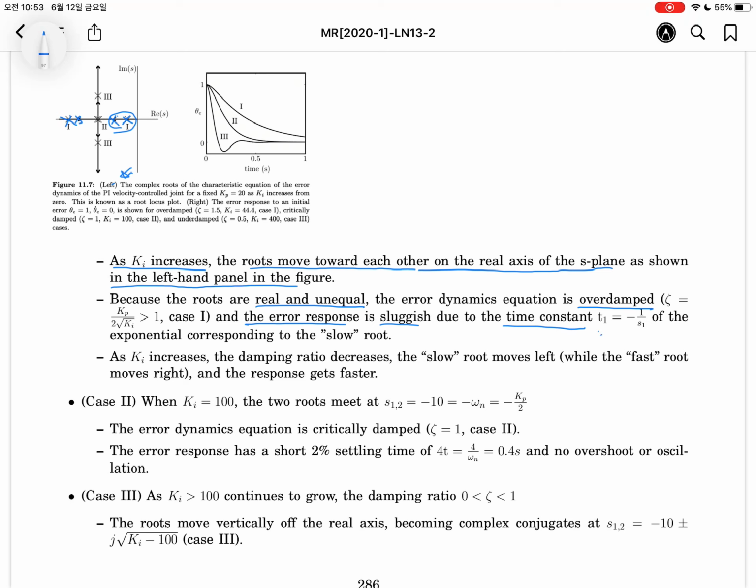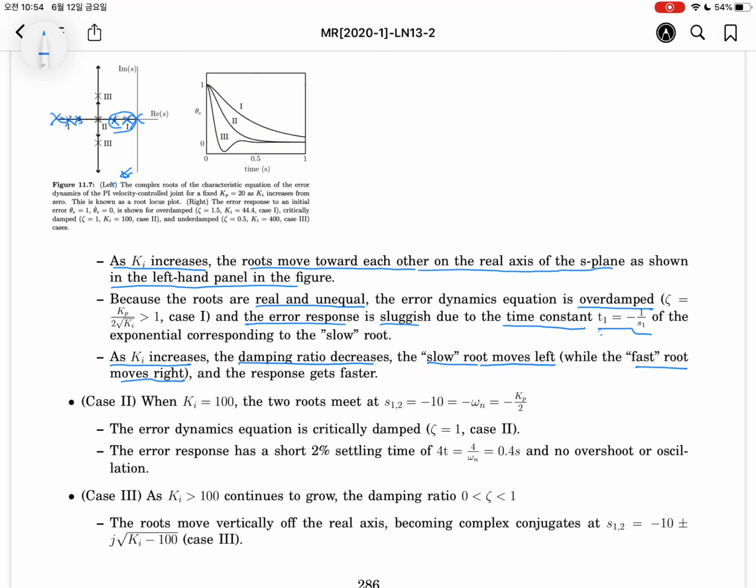The point near the origin will be the slow one. So the time constant will be 1 over the real pole, minus 1 over s1, the exponential corresponding to the slow root. And as Ki is increased, the damping ratio will decrease. The slow root moves left, while the fast root moves right. So the response will be faster.